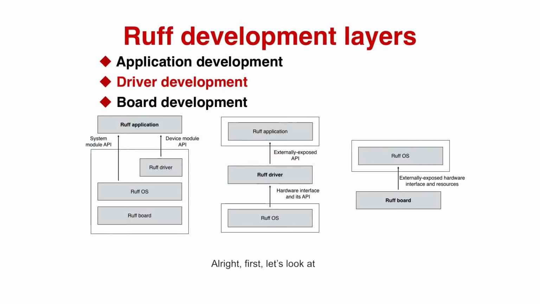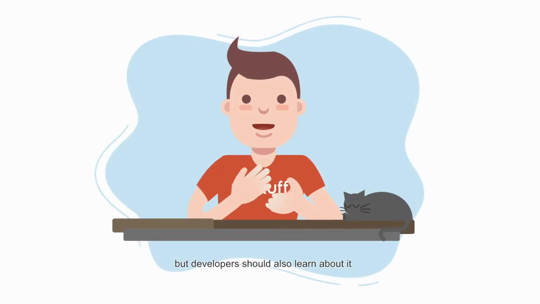Alright, first, let's look at the development layers that Ruff opens to its developers. Ruff mainly opens 3 layers to developers, namely app development, driver development, and board development. The 3 layers are from easy to difficult, and also from a higher layer to a lower layer. Let's first look at app development. App development is actually the simplest one. Developers should also learn about it.